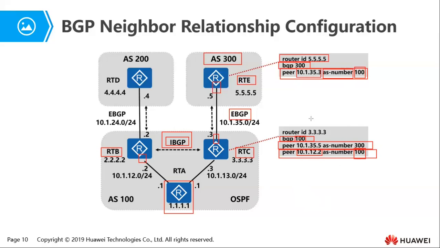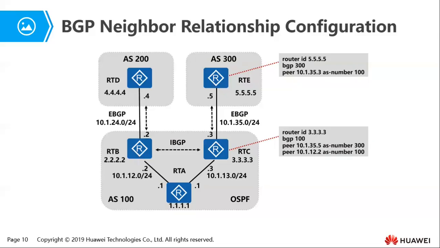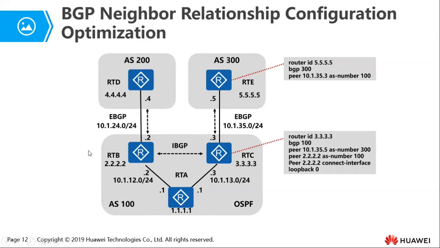So generally, that is how we manually establish neighbor relationships in BGP. As we've said, you can establish EBGP or IBGP. EBGP if you're in different autonomous systems. IBGP if you are within the same autonomous system.